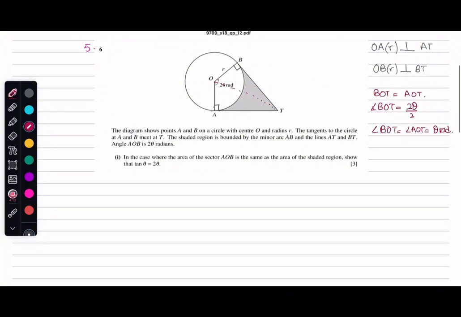So now according to the question, they are saying the area of sector AOB is the same. That means it has to be equal to the area of the shaded region. And then we have to show that tan theta equals 2 theta.